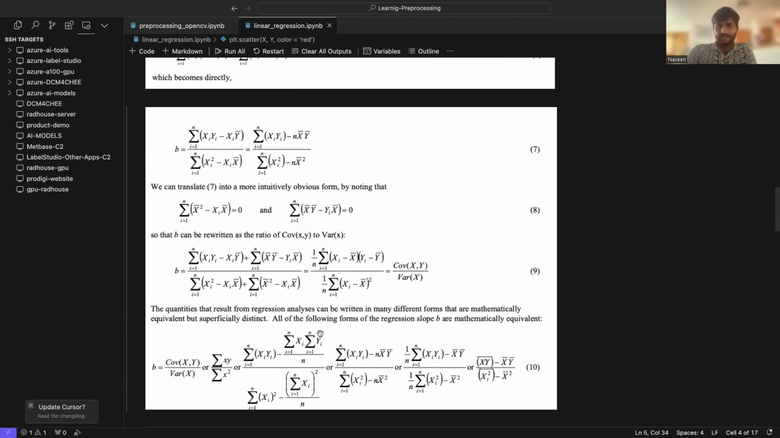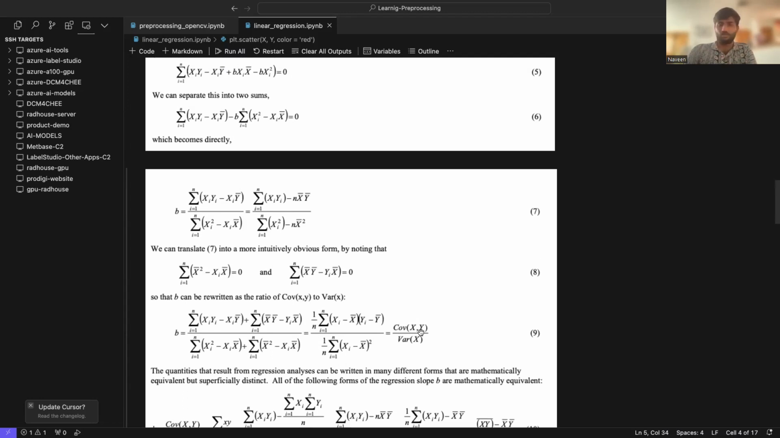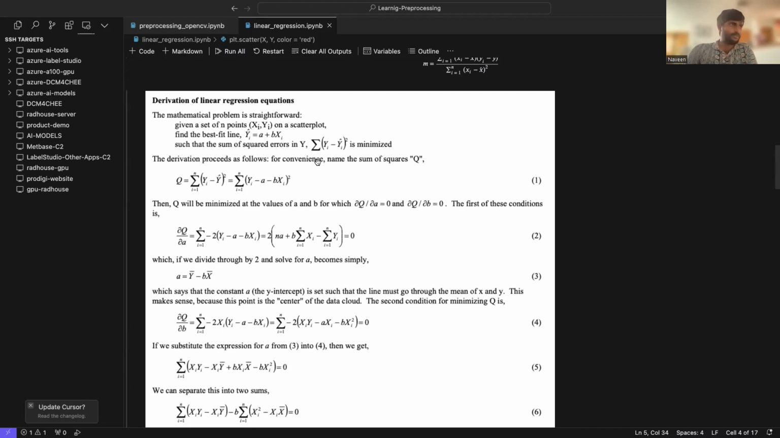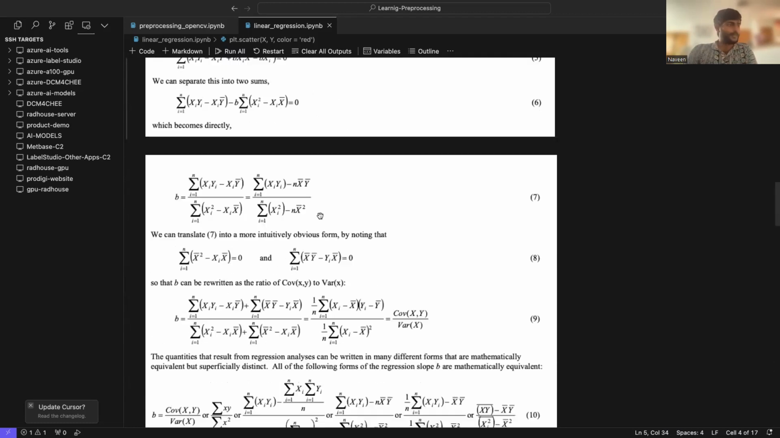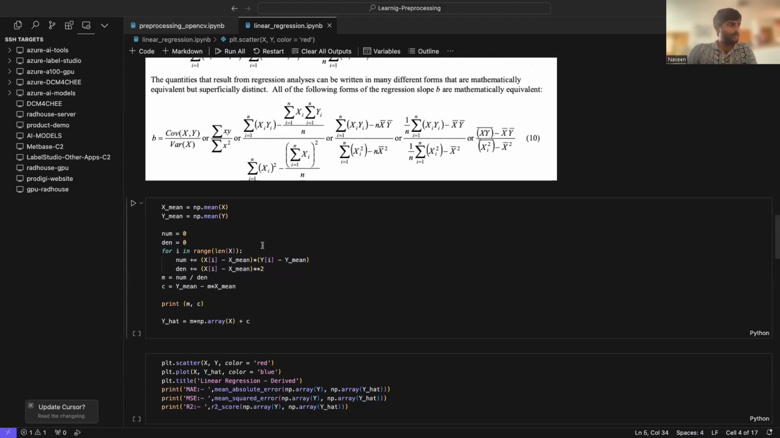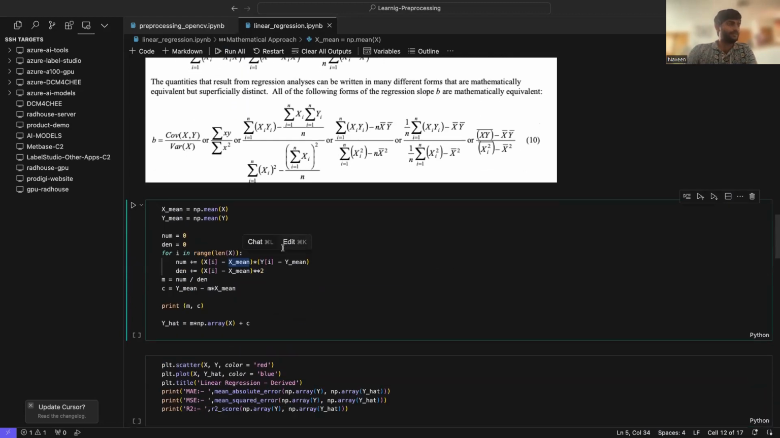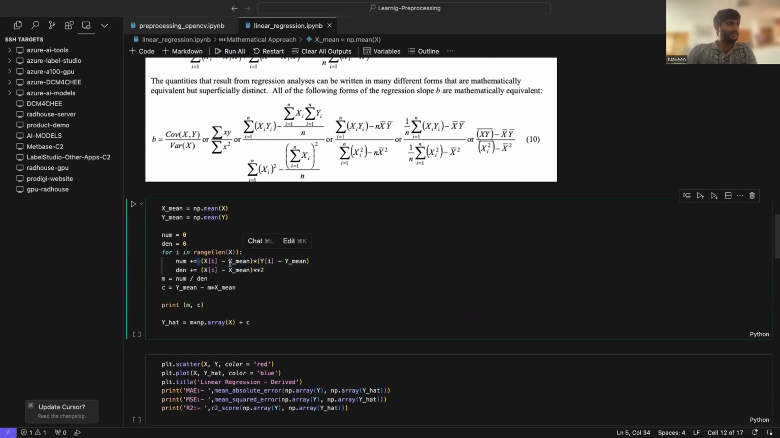You can dig in further, but this is more than enough for us. It may look scary, but trust me, this is a simple derivation. Now what I'm going to do is define a function. Here this is my numerator, which is the covariance of x and y: xi minus x mean, yi minus y mean, divided by the denominator. And now I know what my m and my c are.